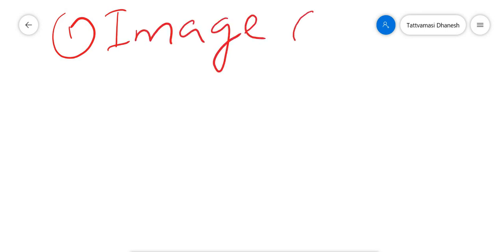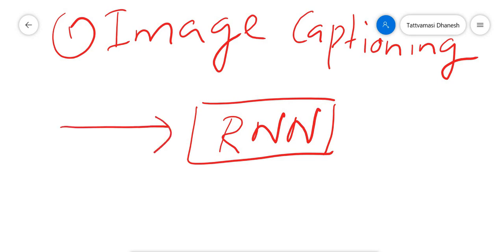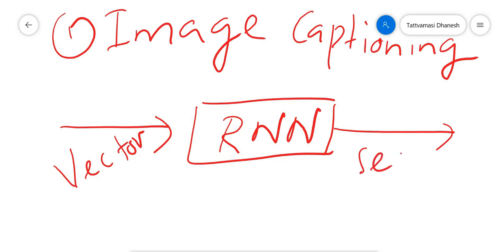The second use case is image captioning. Here you have the differentiable function, that is RNN, which converts a vector, that is your image, into a caption, that is a sequence of data.